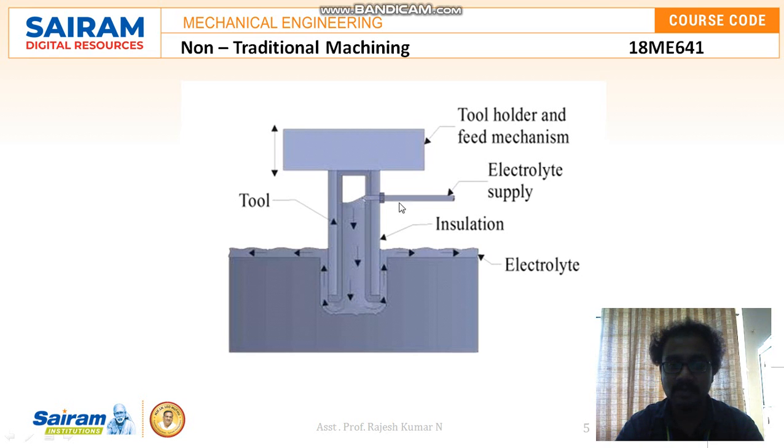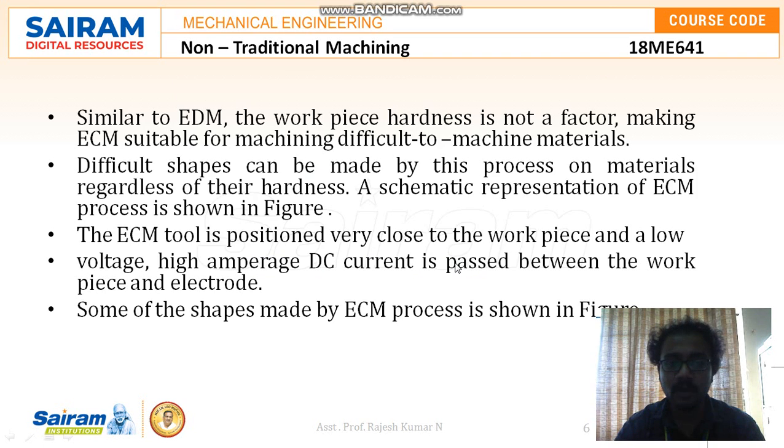And the major components we can see are the tool, the tool holder and the feed mechanism, and this is the electrolyte supply, and there is insulation provided, since even though it is fully automatic, manual operation is also required for maintenance and other things. So that any leakage of the electrolyte or any problems can be prevented by proper insulation. And similar to electrical discharge machining, here also the workpiece hardness is not a factor.